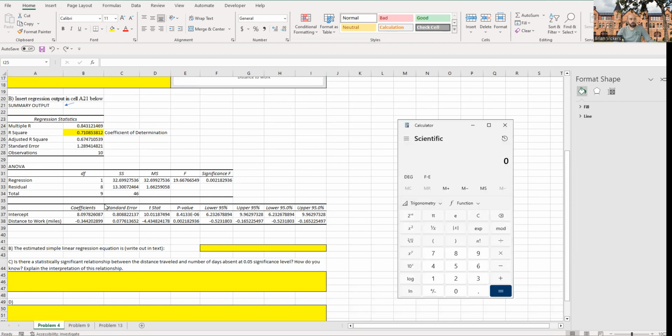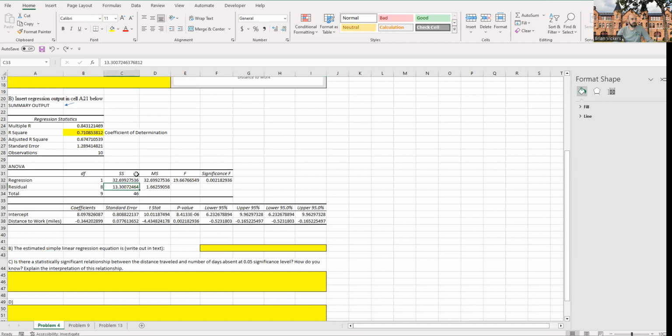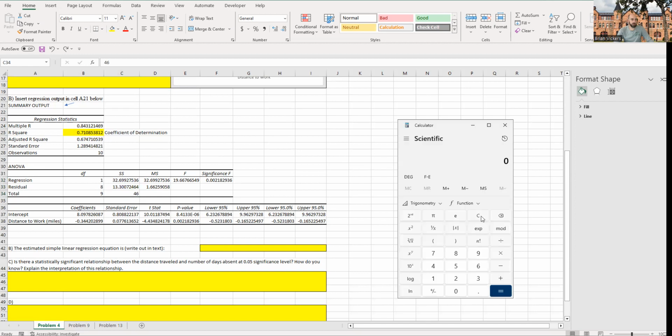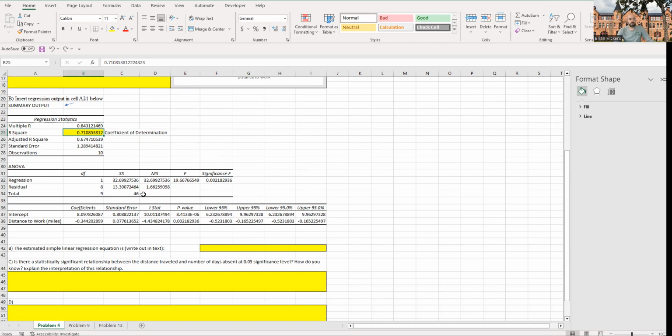Well, in this case, I could simply take the sum of squares regression and divide it by the sum of squares total, and that will give it to me. So 32.699275536 divided by 46. So SSR divided by sum of squares total equals 0.71085. There it is right there.